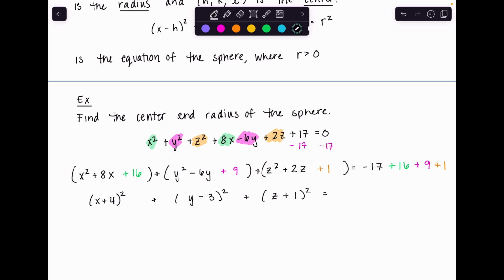Then when I go onto this right-hand side, negative 17 plus 16 is negative 1. Plus that 1 cancels. This really ends up simplifying to 9. So I've got the equation of my sphere all set up in what we call standard form. So I can immediately pick off that my center is the triple with opposite signs. So my x coordinate of the center is negative 4, my y coordinate is positive 3, and my z coordinate is negative 1. And then the 9 is the radius squared. So my radius r is going to be 3.